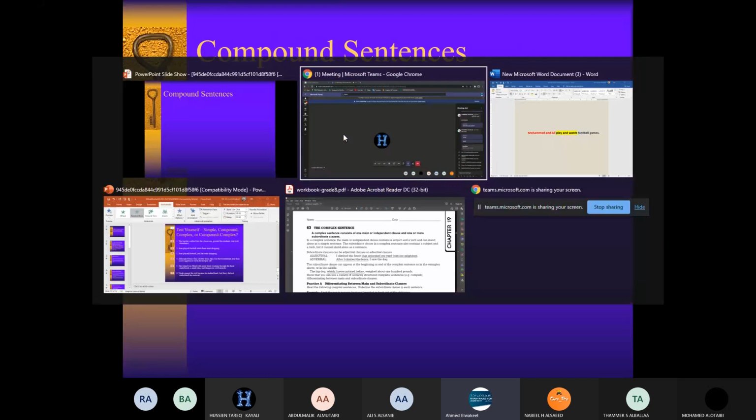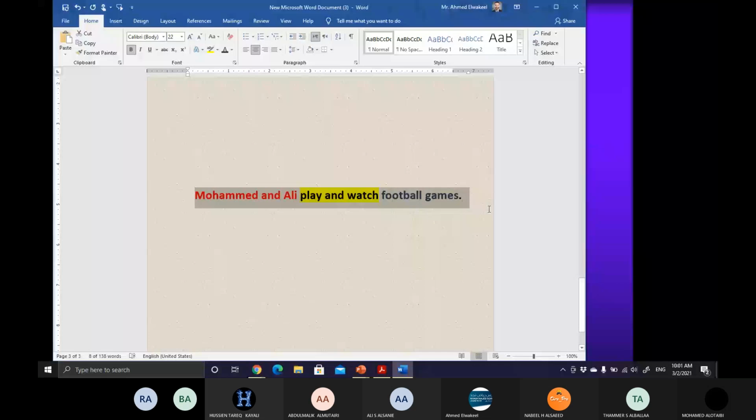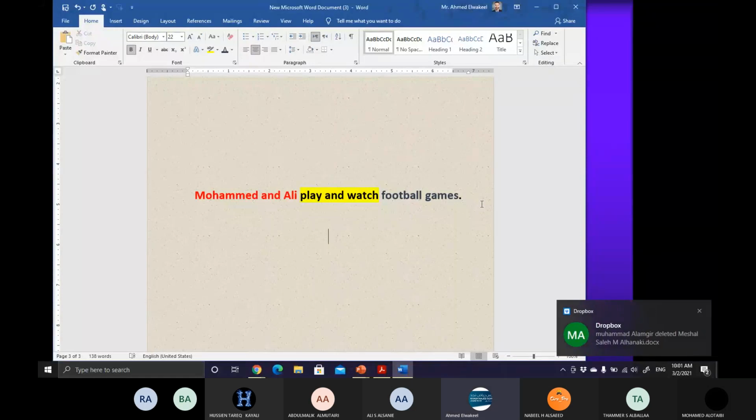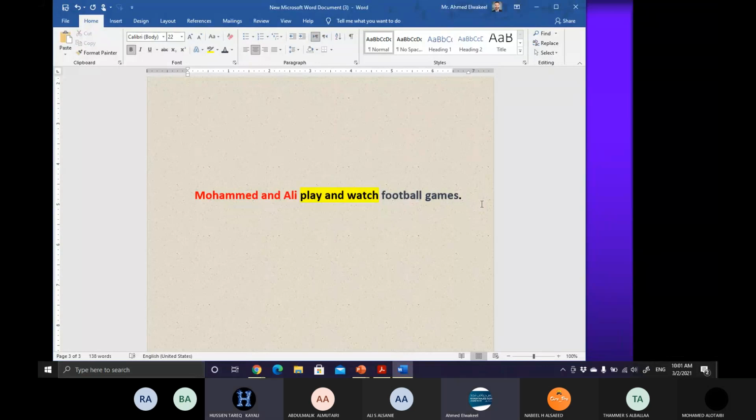What about the compound sentence? What does a compound sentence consist of? Anyone? Can anyone give me an example about the compound sentence? Can I? Okay. For example, I went to the bakery store and bought 2 kilograms of bread.